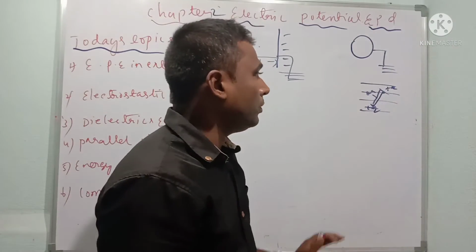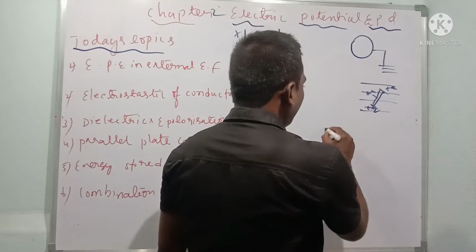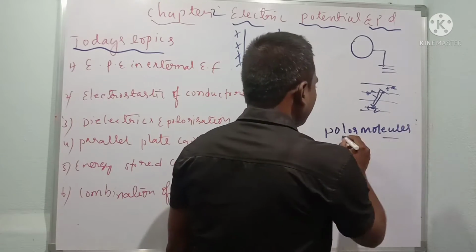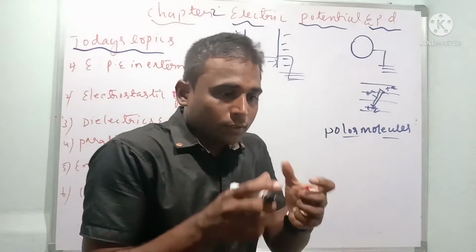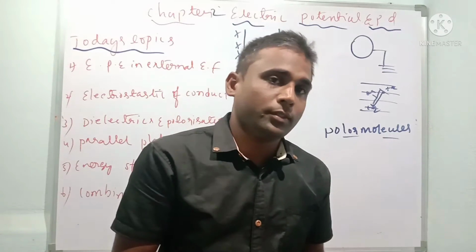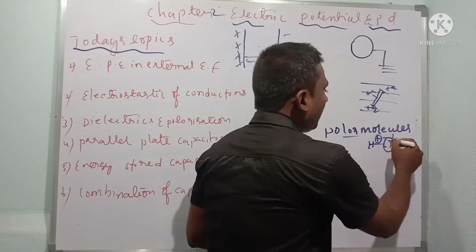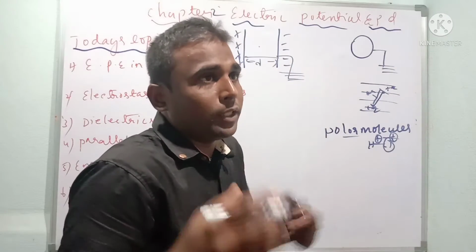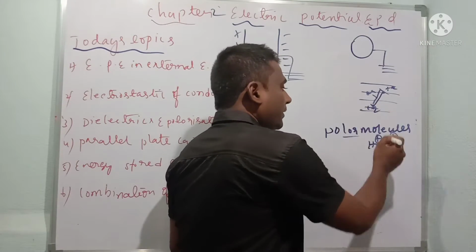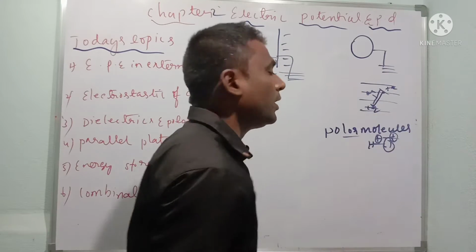And here, as I told you, there are polar molecules and non-polar molecules. Dear children, what are polar molecules? Polar molecules means very simple: the two charges are separated by a small distance. That is called polar molecules. Example, HCl. There is a presence of electropositive and electronegative ions, and they are going to have a permanent dipole moment. They are going to be rotated. KCl, ZnCl, and methane also are examples of polar molecules.